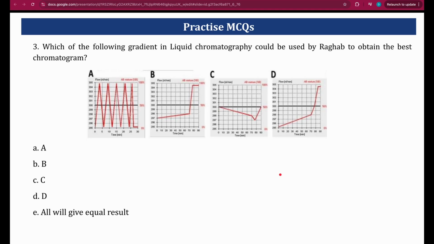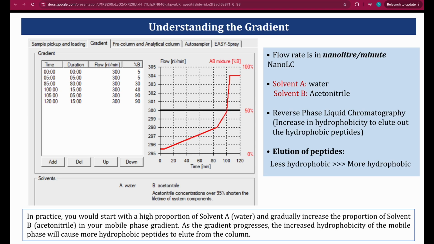The correct answer, I'll tell you, is D, because you can see there is a stable, constant rise in the A to B concentration. I'll just give you the idea of how it works, so that after that you will be able to understand how option D is correct. In the gradient, the flow rate is measured in nanoliter per minute, which is nano LC, nano liquid chromatography.